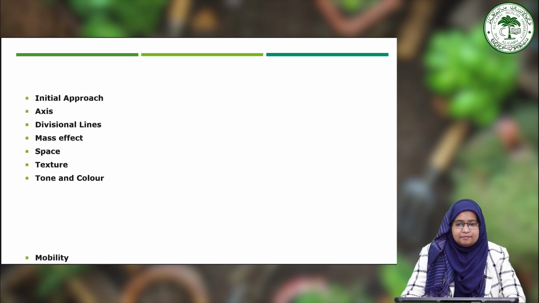Before going through the principles, these are the list of things that are also considered in designing a landscape, which are initial approach, axis, division lines, etc., which first I am going to discuss one by one.